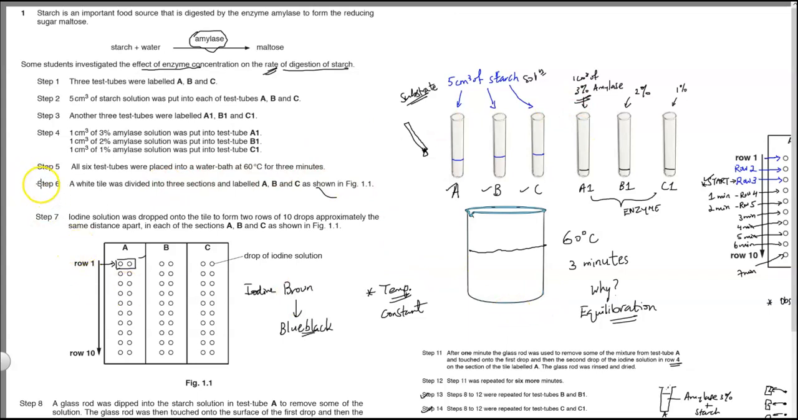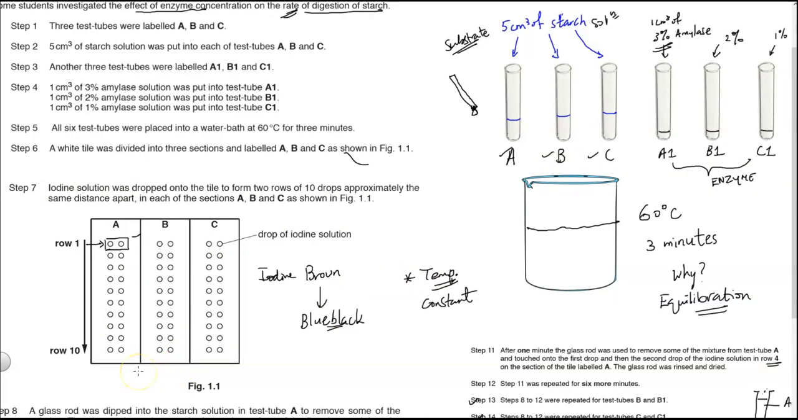So step 6 now, next question is, all right, so we have the enzyme, we have the substrate. How do we measure the enzyme activity? How do we know how fast or slow the enzymes are working? In this particular case, we're going to use a white tile and iodine solution. So first, the white tile is set up as follows. As you can see in figure 1.1, we basically divide the tile in 3 sections. So A, B, and C. And you can already guess that section A will deal with the tubes A and A1, and section B will deal with B and B1, and section C, C and C1.